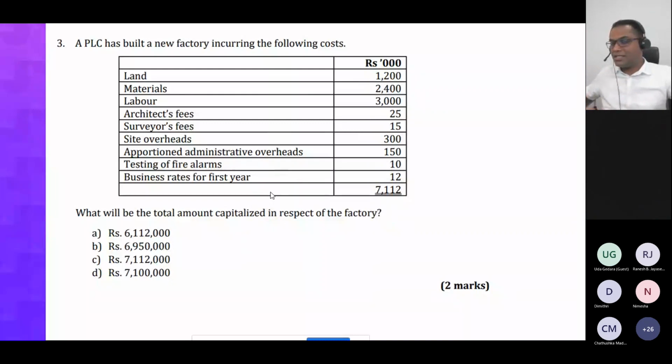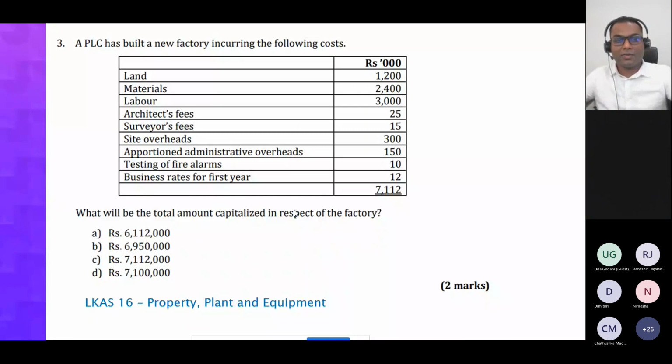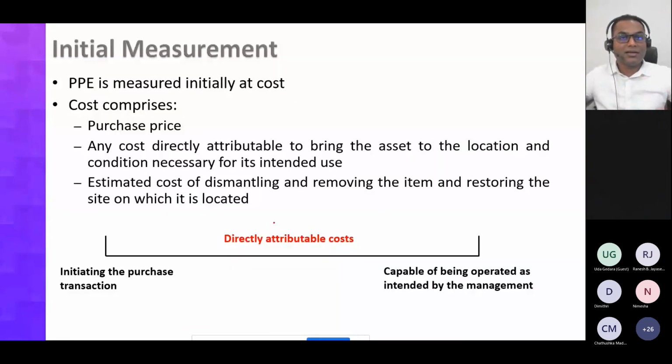What is the standard in which this particular question is tested? Simple one. I'm sure all of you can answer. What is the standard? IAS 16, property, plant and equipment, right? So this is about the initial measurement of the property, plant and equipment. So the initial measurement of the property, plant and equipment should be at cost.